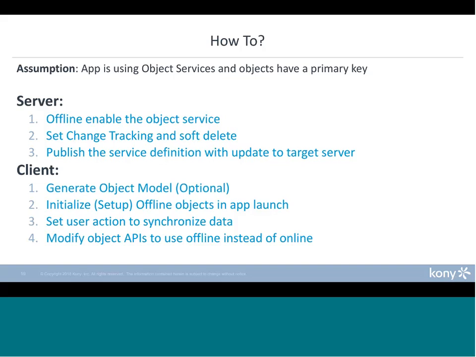Okay, and of course you have to initialize offline objects. So what initialize does is basically create the database structure on the client app. It creates the table schemas and all that and sets it up. And then we need a user action to synchronize data.